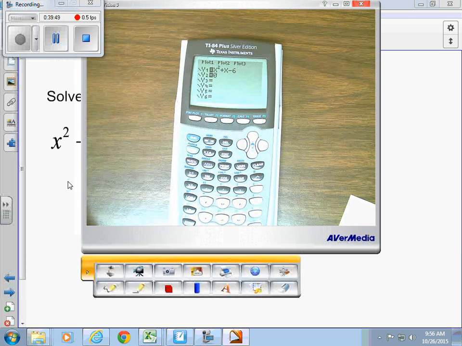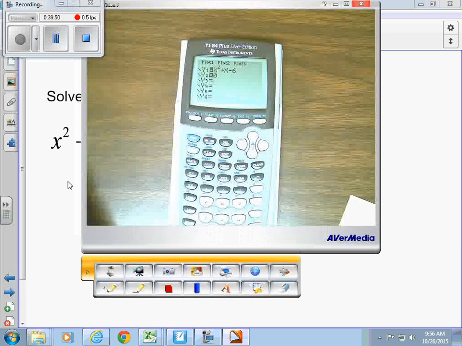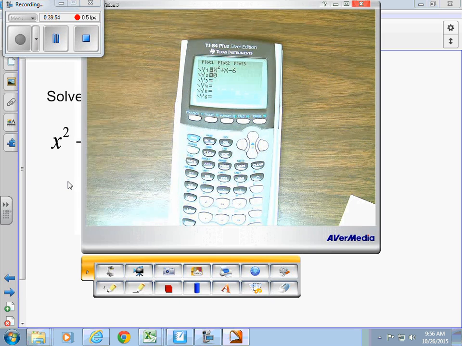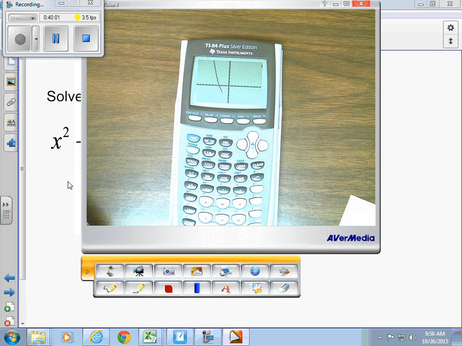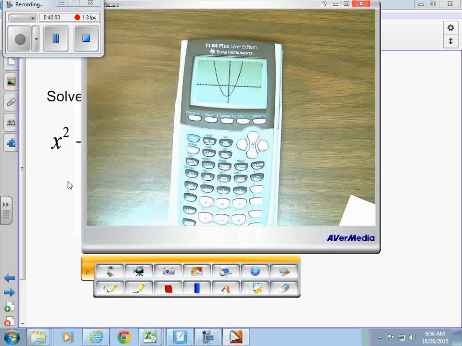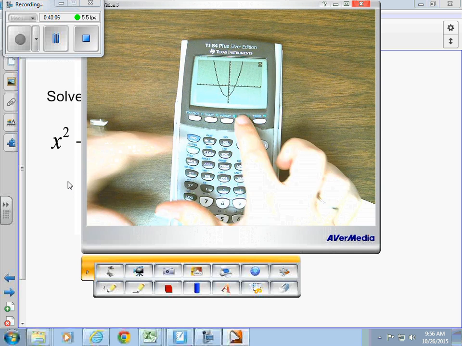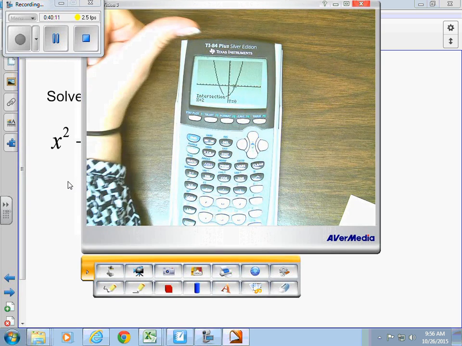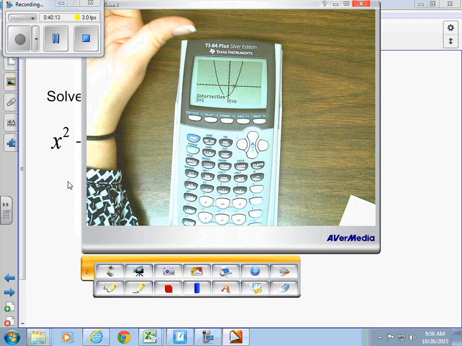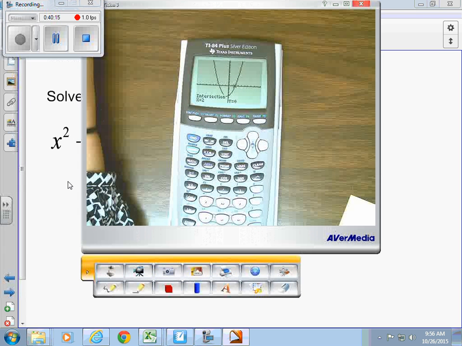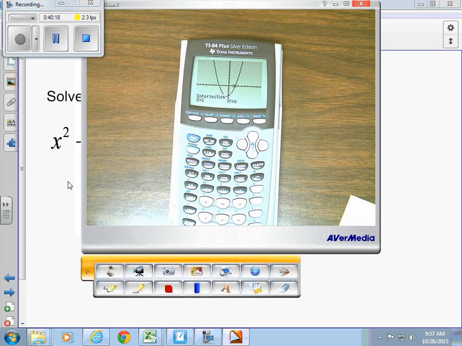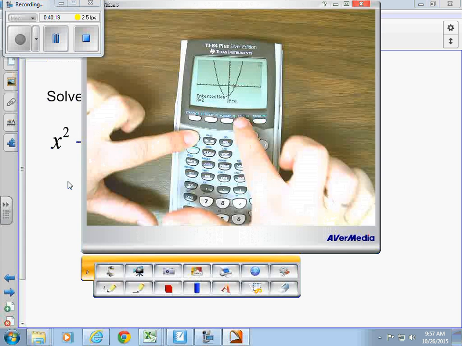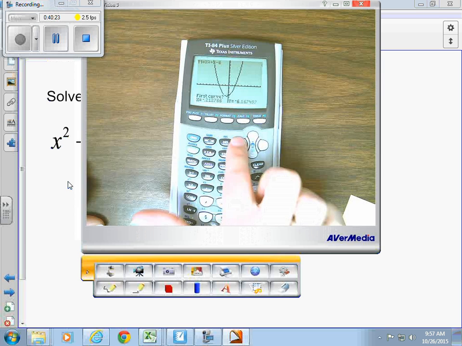If you don't want to do that and you want to use your zeros button, you can. I like 0 because the intersection button's quicker, and I like speed. Now I can graph it, and I'm going to look at where it crosses the x-axis. I'm going to go to second trace 5 and push enter 3 times. It gives me one of the answers being 2. So if I had factored or used the quadratic formula, one of my answers would have been 2.